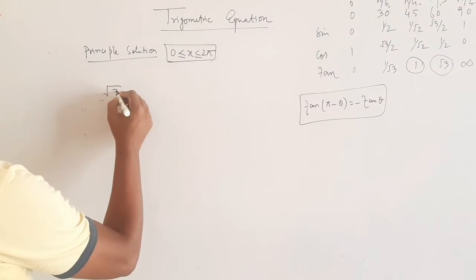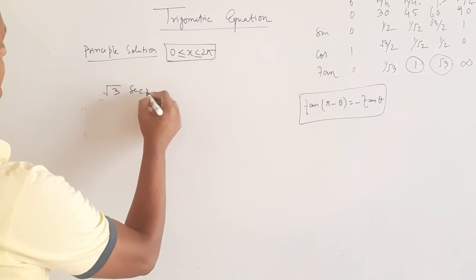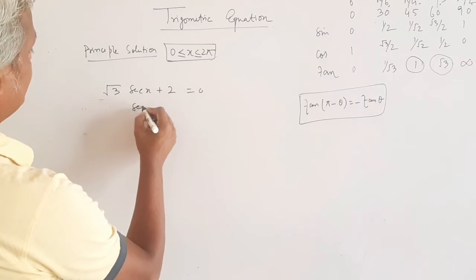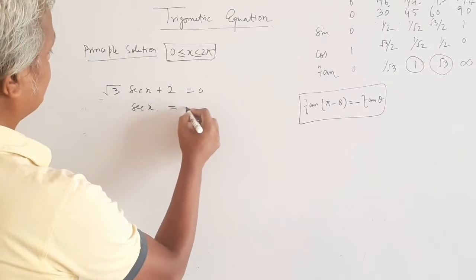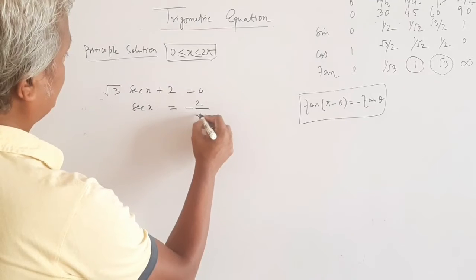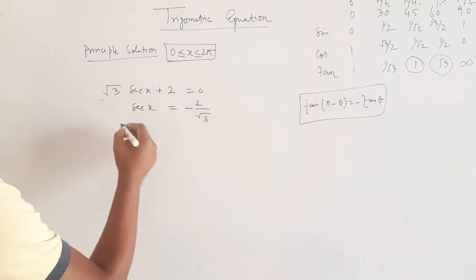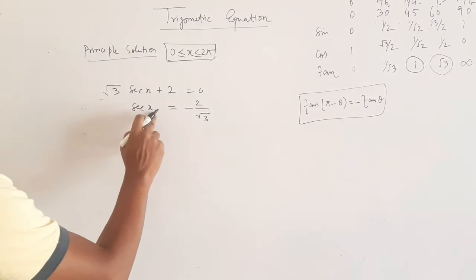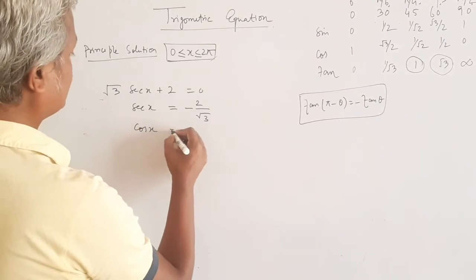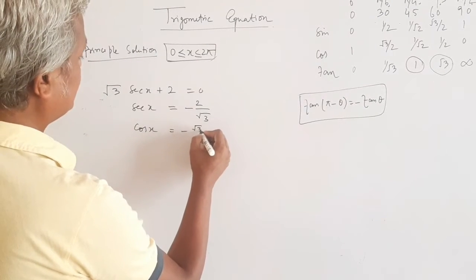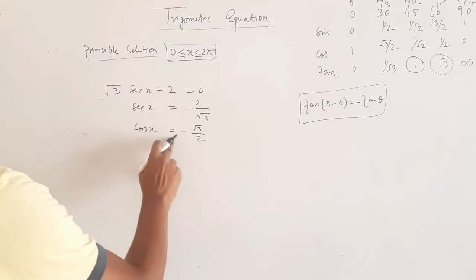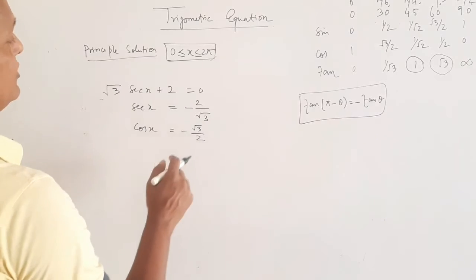Another one, that is root 3 sec x plus 2 is 0. So we'll get sec x is minus 2 over root 3. Now I take the reciprocal to get it in the cos form. So cos x, reciprocal of sec x is cos x. So cos x is minus root 3 over 2.